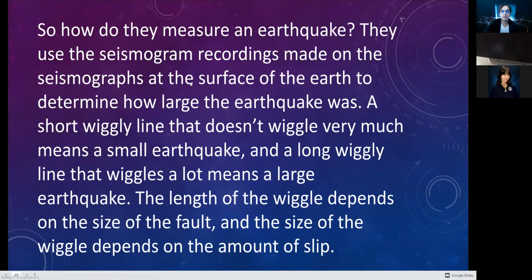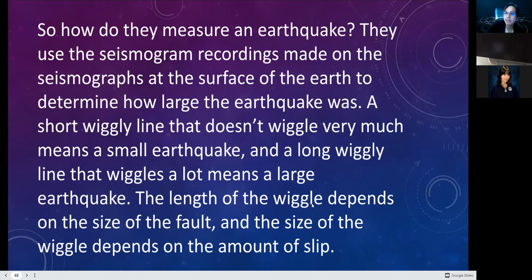Correct. So, how do they measure an earthquake? They use seismogram recordings made on the seismographs at the surface of the Earth to determine how large the earthquake was. A short wiggly line that doesn't wiggle very much means a small earthquake, and a long wiggly line that wiggles a lot means a large earthquake. The length of the wiggle depends on the size of the fault, and the size of the wiggle depends on the amount of the slip.